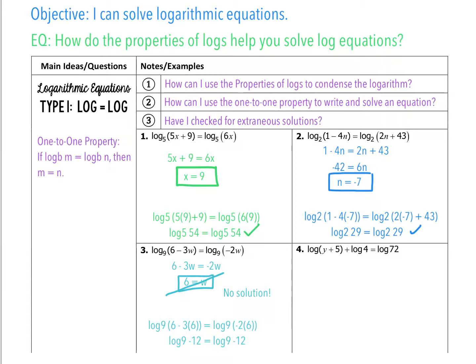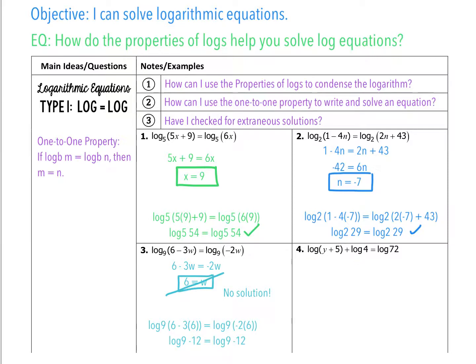Alright, so when I look at number 4, log of y plus 5 plus log of 4 equals log of 72, and I know that because there is no base, it's just a given base of 10. And when I see that I have 2 logs on one side, I need to look at what operation is occurring. So I notice that it's addition. And so when I think back to our properties lesson, addition really means what? Well, it really means multiplication when I put them together because they have those same bases.